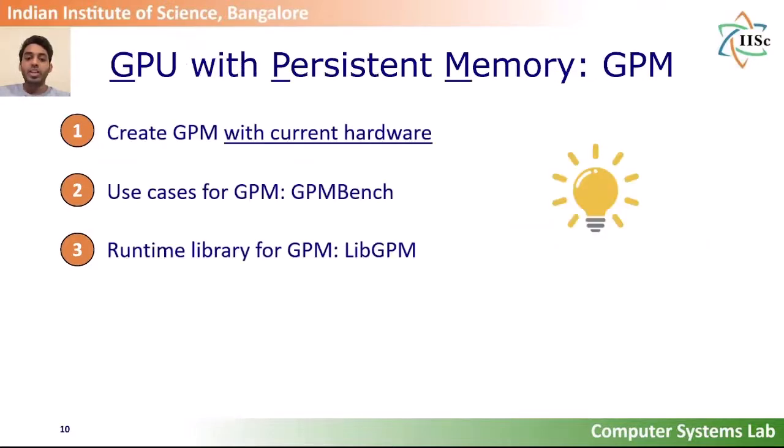Towards this, we make three key contributions. We create GPU with persistent memory, or GPM, purely in software without any new hardware support. We create a benchmark suite, GPMBench, with three categories of applications that can leverage both GPU parallelism and PM persistence. And we create a CUDA runtime library, LibGPM, optimized for GPUs that allows a GPU program to easily leverage fine-grained persistence.